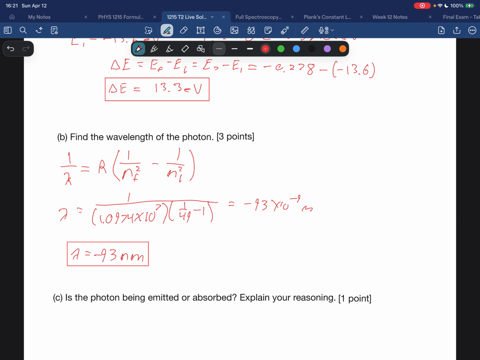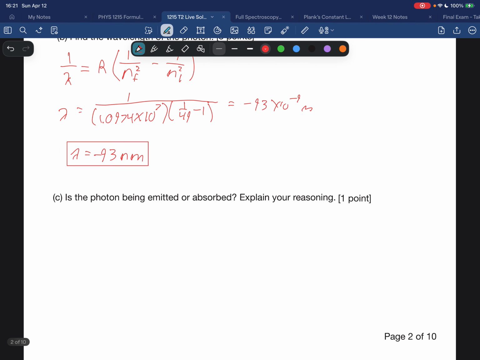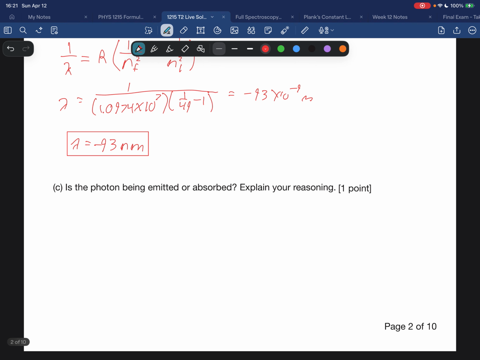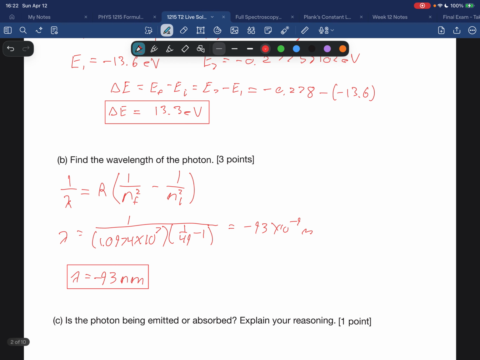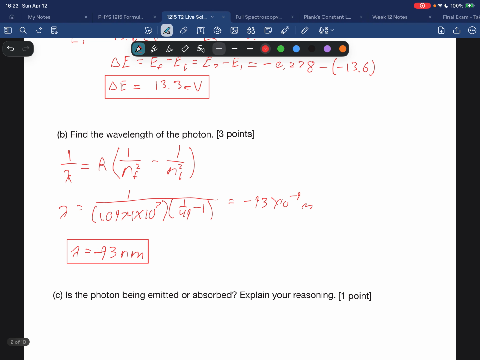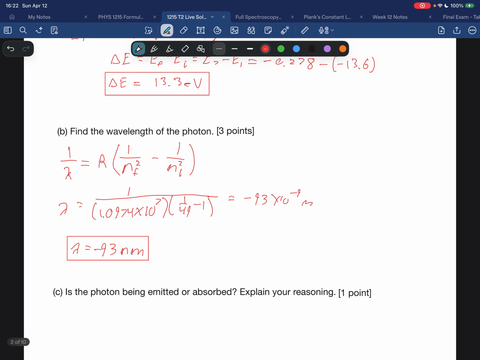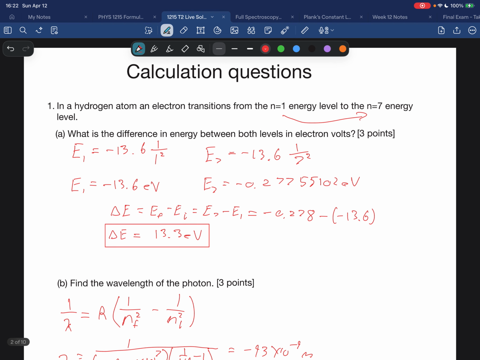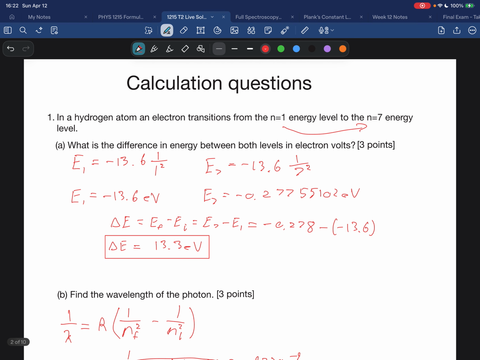Negative. Okay, part C, is the photon being emitted or absorbed? Explain your reasoning. So there's essentially 3 different points here that should tip you off. First one is that the wavelength is negative. So the negative wavelength should immediately make you think, okay, did I do something wrong? Is there a reason this is negative? What's going on here? Second one is that the difference in energy level is positive, when so far we've only dealt with negative ones.